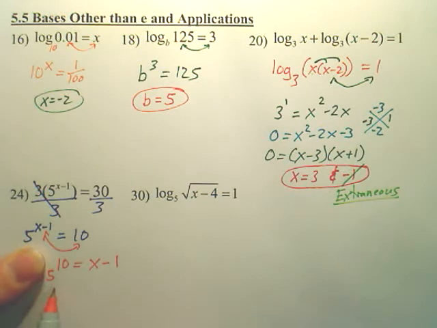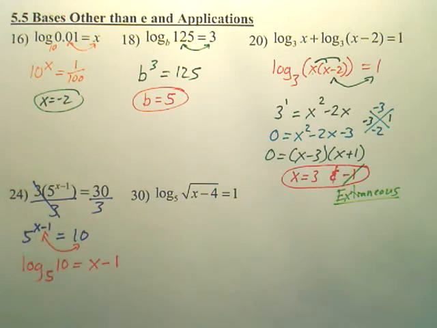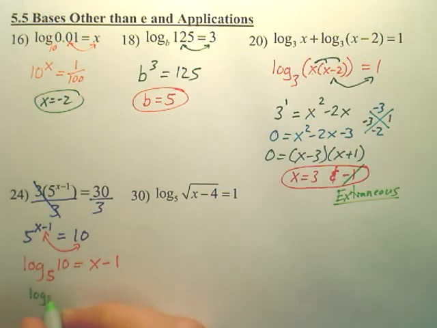Again, if you look at this without the log, do you see how I just switched those two and put the log in front? Now, for some people that doesn't help, but there is something here you have to realize. This right here you can calculate with a calculator. It's called change of base formula. This is going to be log 10 over log 5.